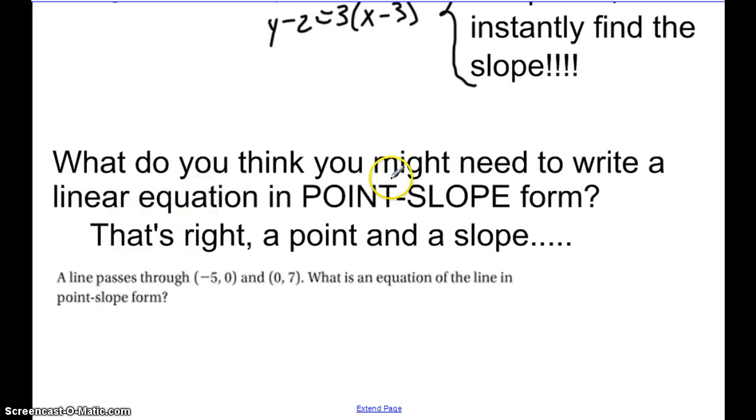So the big question is, what do you think you might need to write a linear equation in point slope form? That's right, a point and a slope. Aren't they clever with their little words? Let's go ahead and use this idea of point slope for our next problem here.